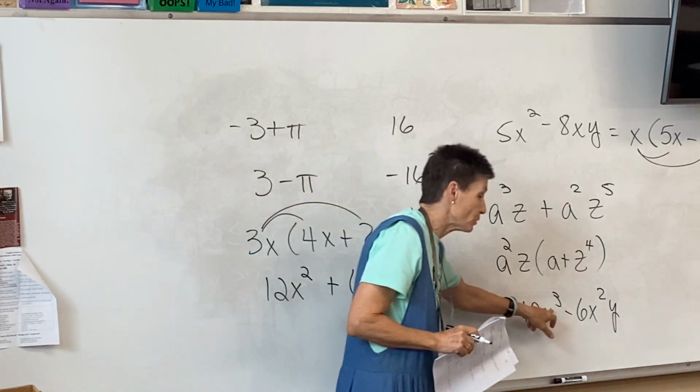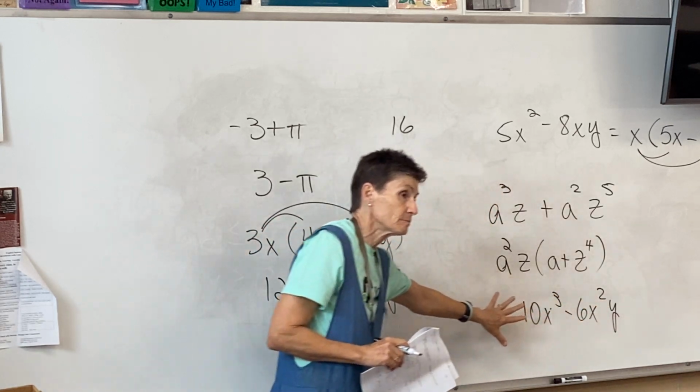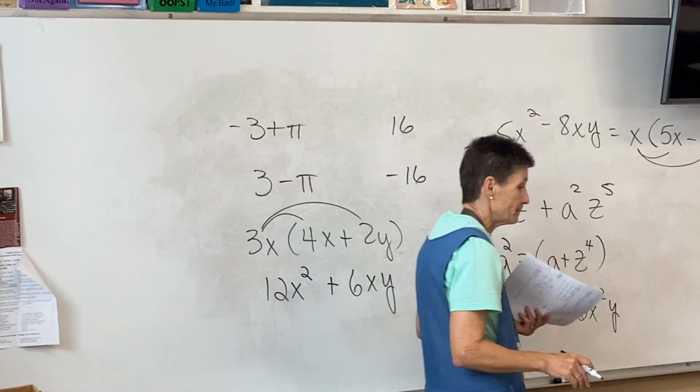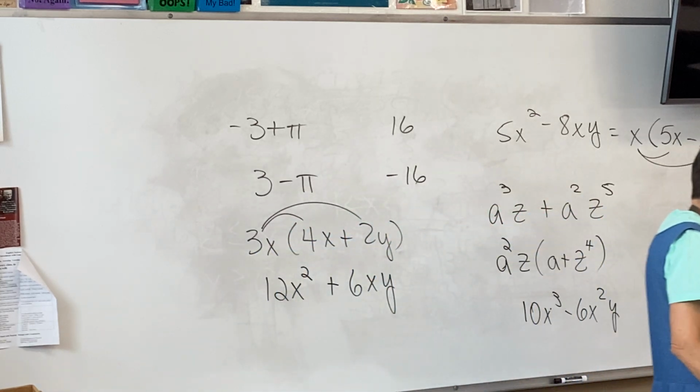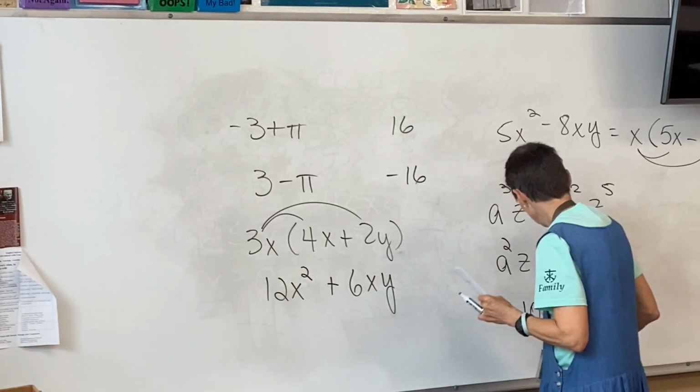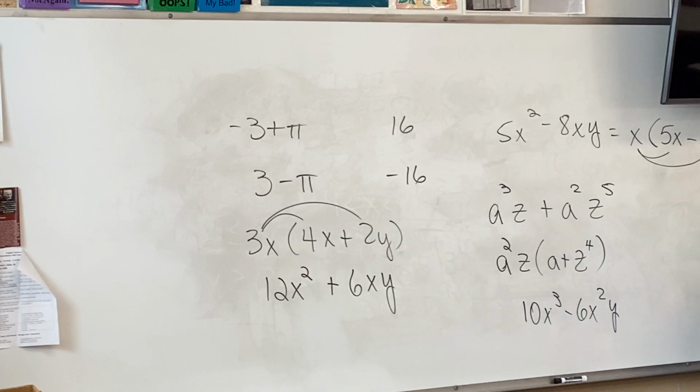Everybody got your powers right on everything? Beautiful. All right. E, here we go, do it. Go ahead and do F while you're at it. We'll just finish up this section. They're both distributive, but they're different kinds of distributive.